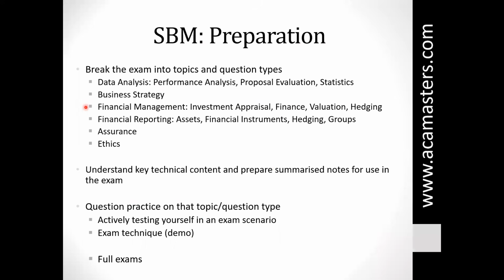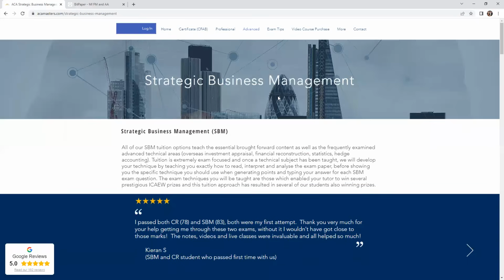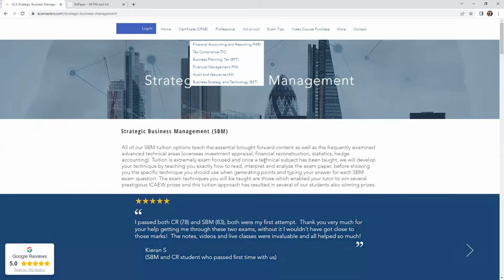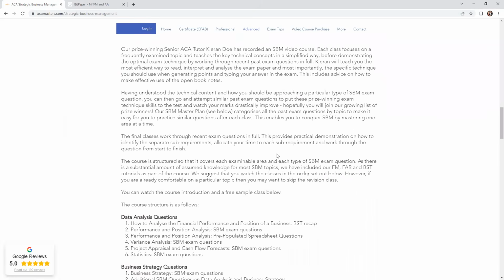So again, you can break each question type down into subtopics like financial management, break it down into investment appraisal, break it down into finance, break it down into valuation, financial reporting, assurance and ethics. So break the exam down into the smaller question types and then take that even further and break it down into topics. And to get a good idea of how you might do this, have a look at how our SBM course is structured. This is on the ACA Masters website on the SBM page, you'll get an idea of how to break SBM down.